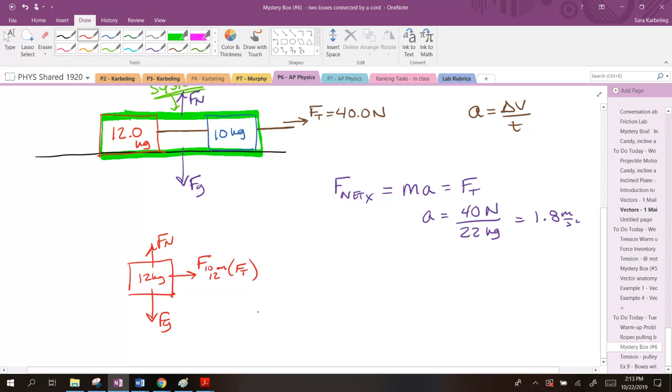Okay? F net in the x direction equals ma. Is the 12 kilogram box accelerating? Yeah. Do you know what the acceleration is? Because you just found it, right? Yay for us. It is equal to this F_T that we're trying to figure out. Okay? And then you can solve, bam, for F_T.